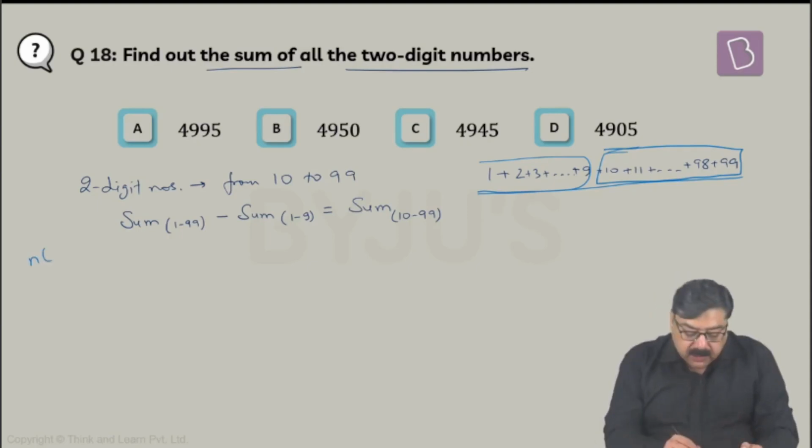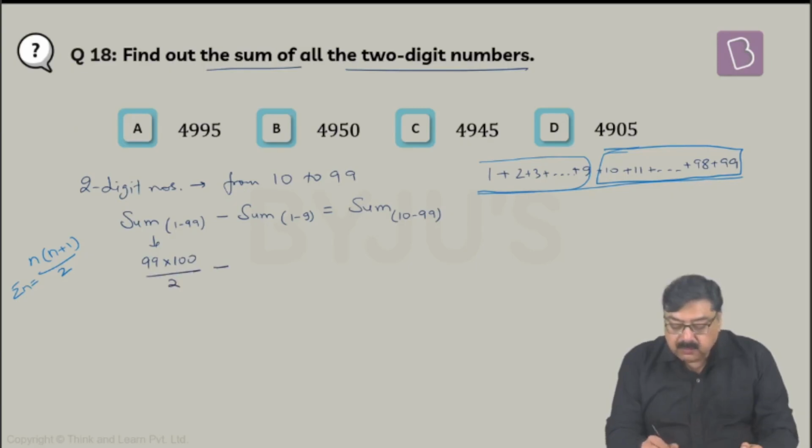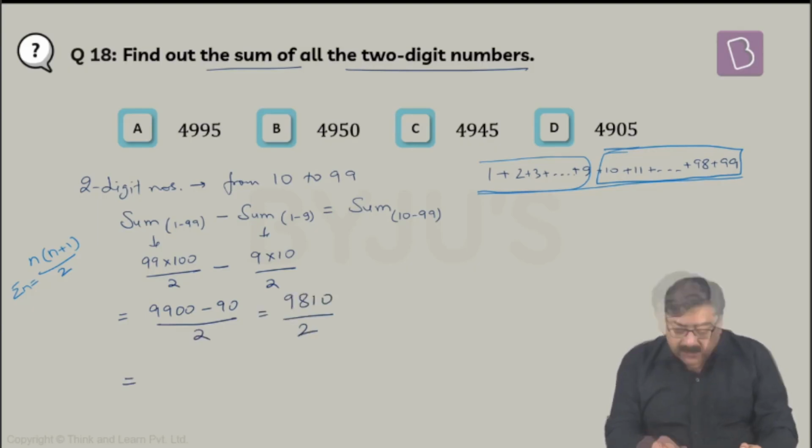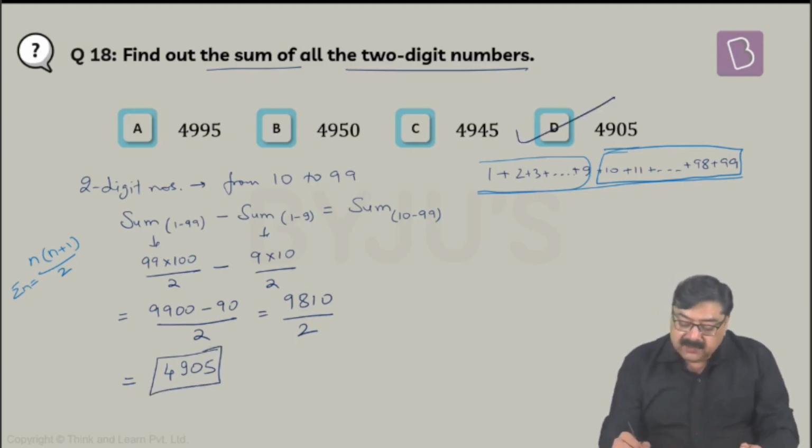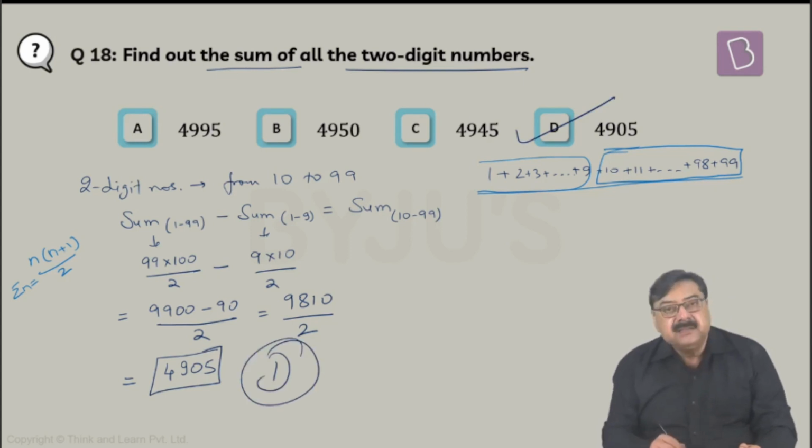Now again we will use the formula n into n plus 1 by 2, which is the sum of n natural numbers. So here we shall get 99 into 100 by 2 minus 9 into 10 by 2. Now that is 9900 minus 90 by 2. So that should give us 9810 by 2, which works out to be 2 into 4 is 8, 2 into 9 is 18, and 2 into 5 is 10, 4905. Now this is given to us in choice D, which becomes the answer.